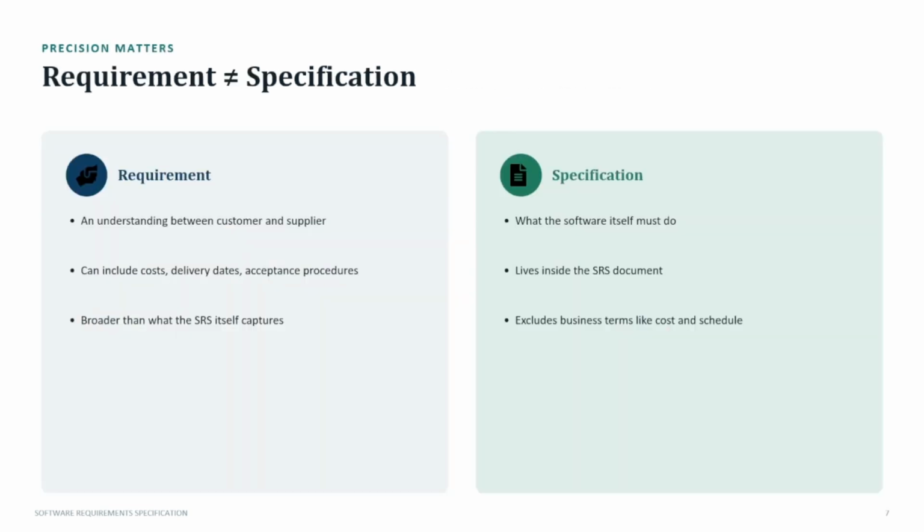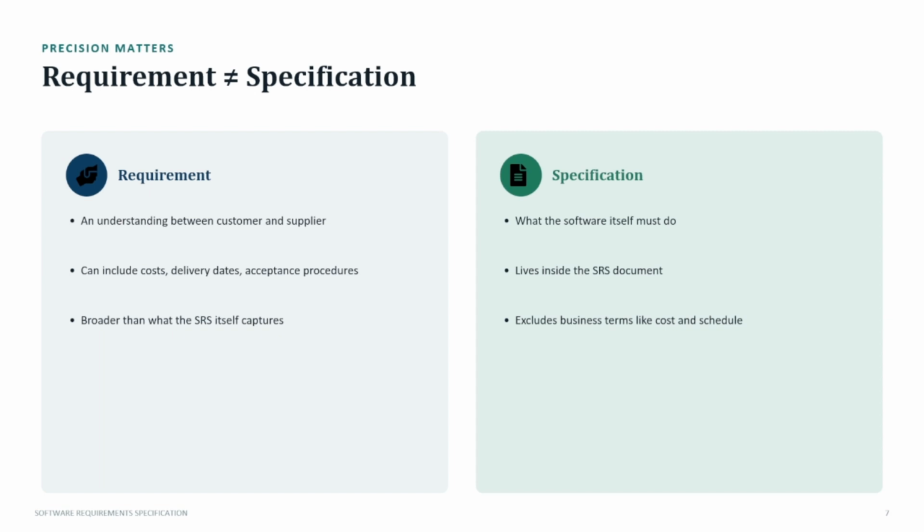Okay, then requirement is not equal to specification. Requirement is something, specification is something else. If you see here, requirement is what the customer and supplier understand. It includes cost, delivery charge, acceptance procedures, and is broader than the SRS. So requirement also includes so many things, including acceptance and cost. SRS is a part of requirement, but a small part. Requirement is broader.